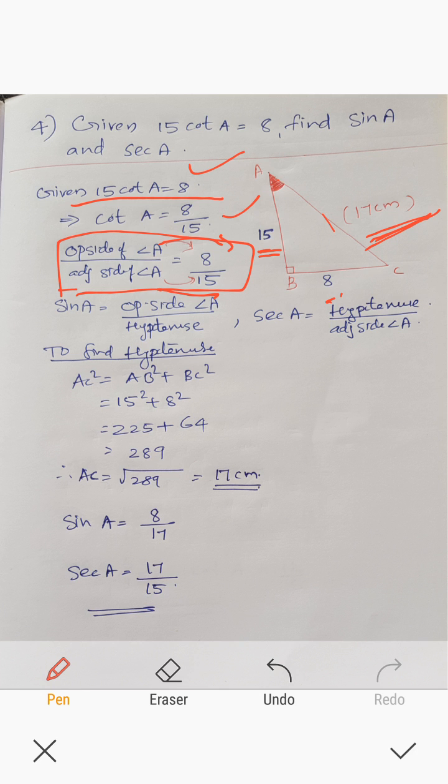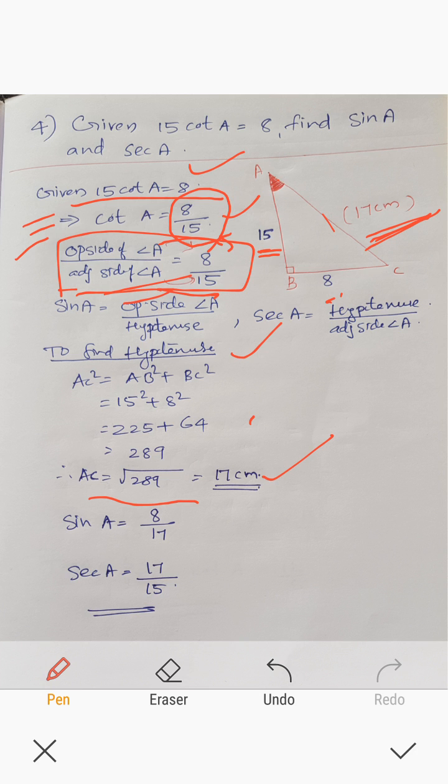So here we have to find which side? AC. We have to find the hypotenuse AC. So AC square is AB square plus BC square. 15 square plus 8 square. That is 289. So AC is a root of 289. That is 17 centimeter. Here this step is very important. 15 cot A equal to 8. So that cot A equal to 8 by 15. We have to convert the RHS also in the form of the ratio. Then only we will be able to compare the numerator and denominator here.